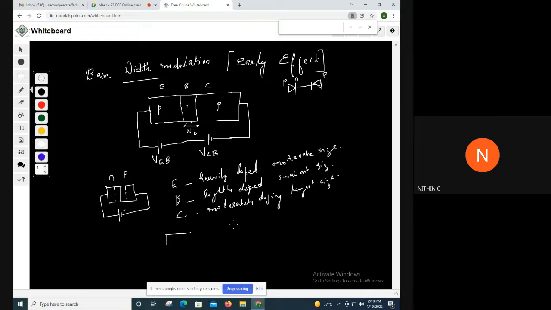How will be the width of the depletion region, increasing or decreasing when it comes to doping? So we are having both P and N sides, and we know that the N side, that is N region or base region, is lightly doped. So we have learned earlier that the depletion region width will increase more into the region which is lightly doped.